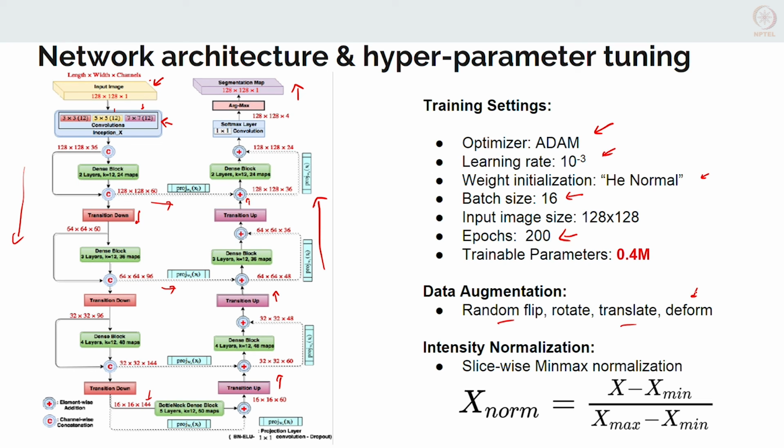Okay. For intensity normalization, we use slice-wise min-max normalization, that is, for every slice the intensity range is confined to 0 to 1. Okay, that is the way of doing it.